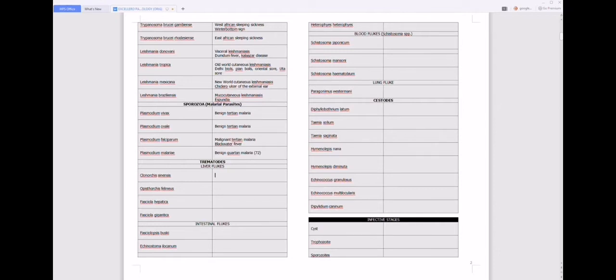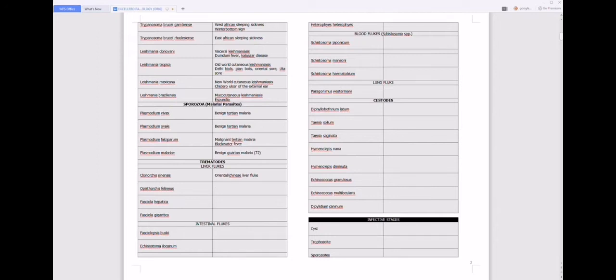Okay, so let's go to the trematodes. Clonorchis sinensis is also called the Oriental or Chinese liver fluke. Di ba, trematodes, flukes sila, most of them are called flukes. So, in liver flukes, Clonorchis sinensis, Oriental or Chinese liver fluke. Parang Chinese ba, sinensis lang, in-check siya. Oriental or Chinese liver fluke.